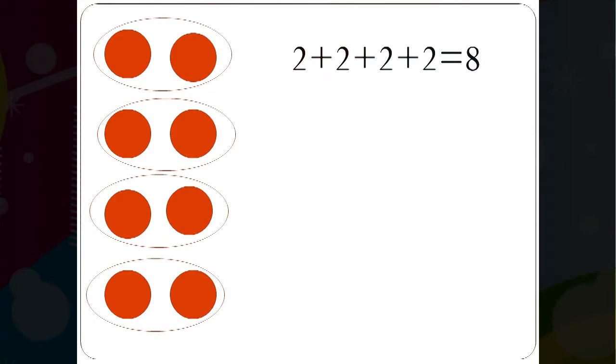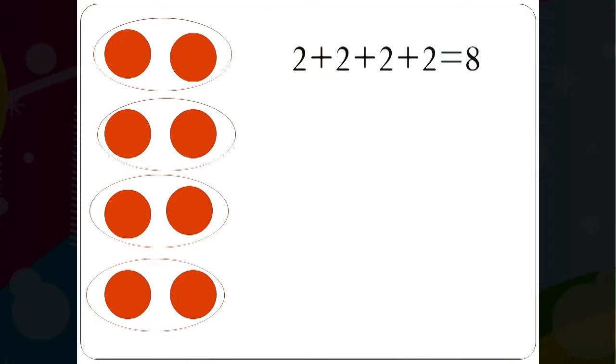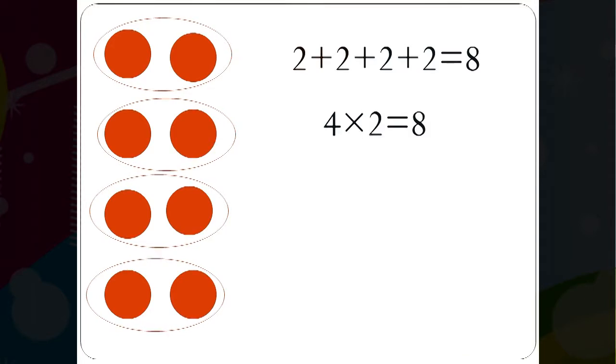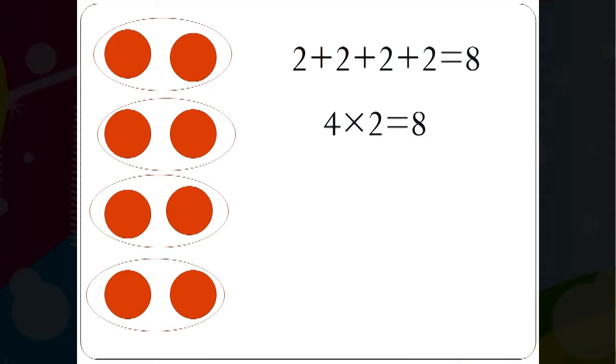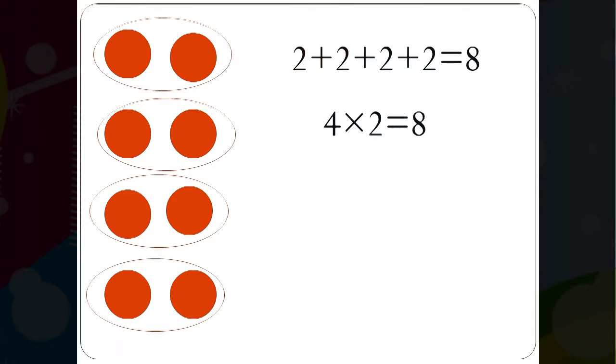Do you think you can write the multiplication for what is shown here? How many groups are there? 4 groups. How many things are in the groups? Let's go ahead and write that. 4 multiplied by 2 will also give us 8. So here you notice we're adding 2 plus 2 plus 2 plus 2, giving us 8. 4 groups multiplied by 2 is also 8.